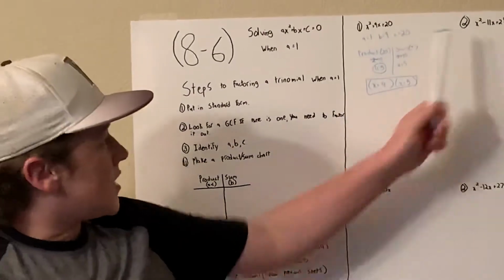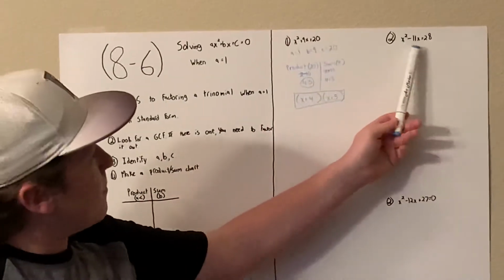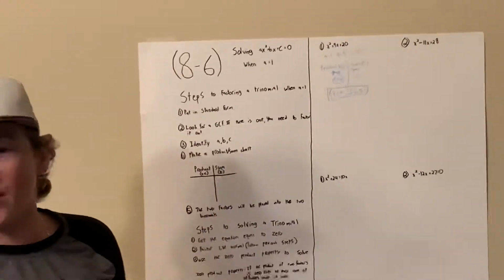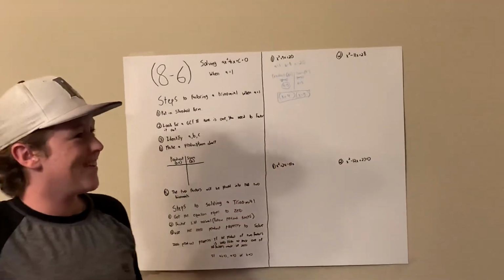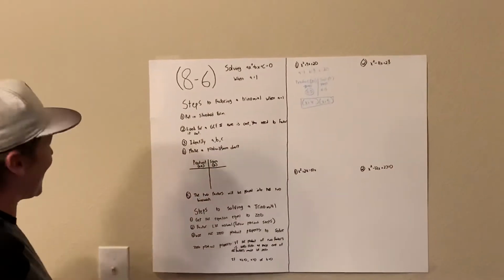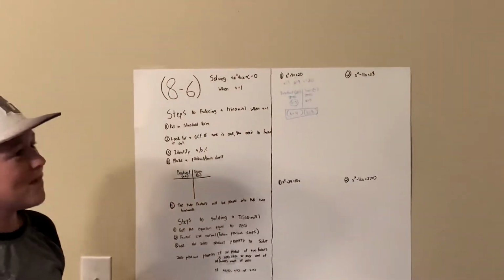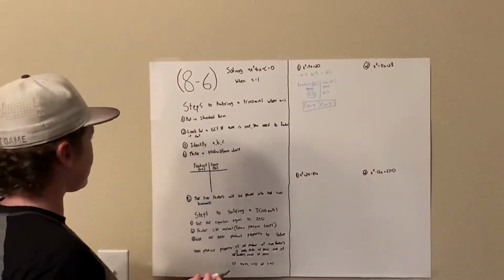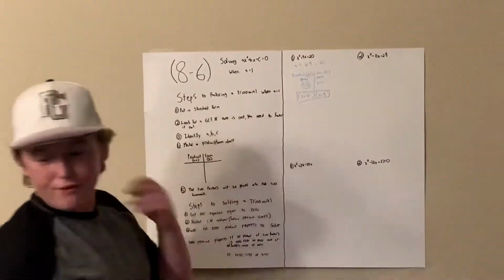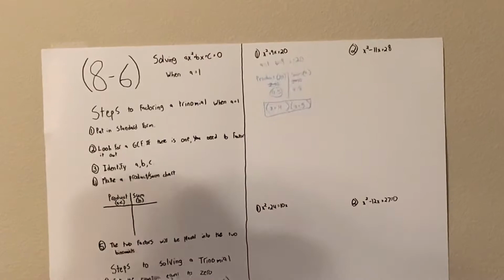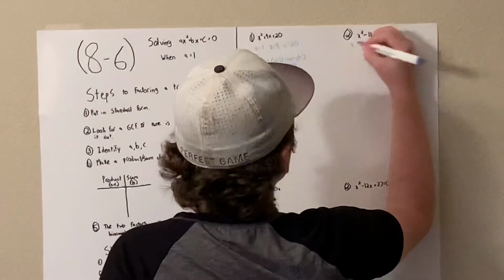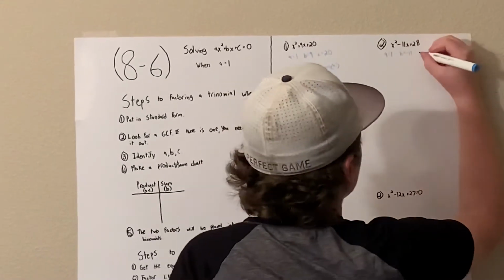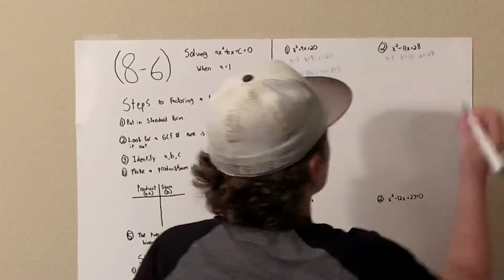So, example number 2. X squared minus 11x plus 28. Does anybody know what step 1 would be? What is step 1? Put it in standard form. Okay. Is it in standard form? Yes. So it's already in standard form, so you go straight to step number 2. There is no GCF in the problem. So then you go to step 3, which is identify A, B, and C. A equals 1, B equals negative 11, you cannot forget about the negative, and C equals 28.